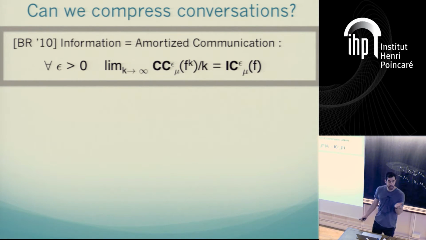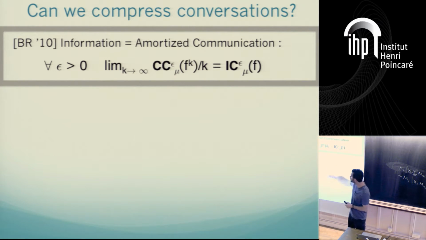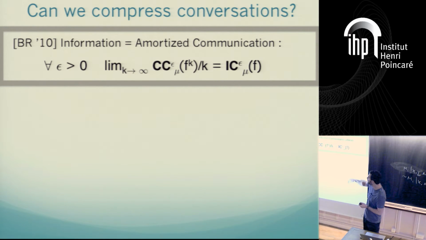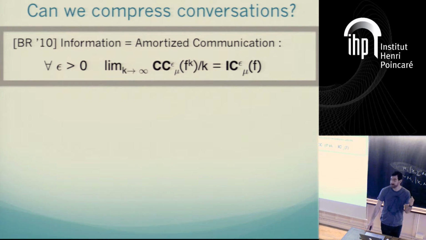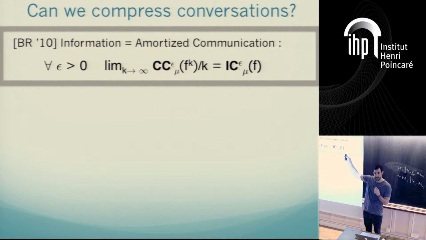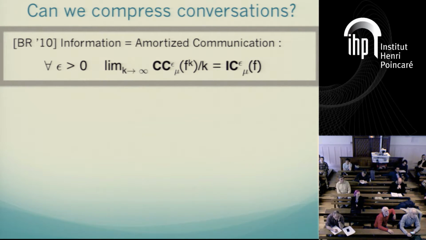So can we compress conversation in the interactive setup? And the answer, perhaps quite surprisingly, is yes. Well, at least in the asymptotic case, Braverman and Rao recently showed that basically they proved an interactive analog of Shannon's coding theorem, showing that the amortized communication complexity of computing many independent copies of any interactive function f scales precisely as the single copy information cost of this function. Any questions about this theorem? So just, is the statement clear?